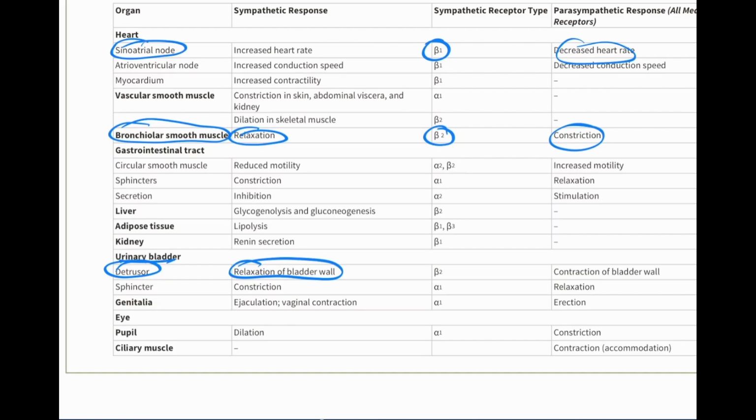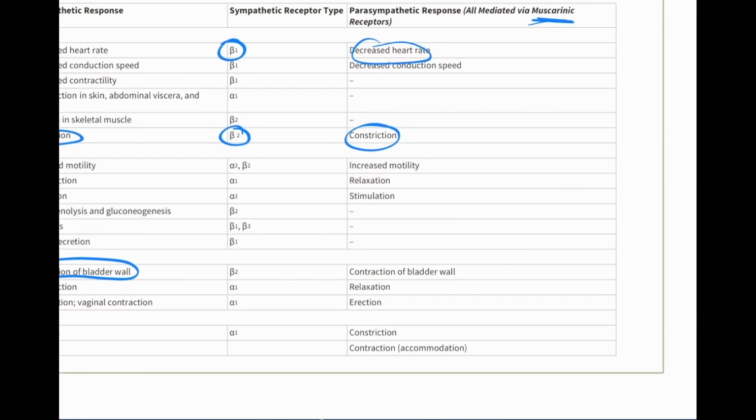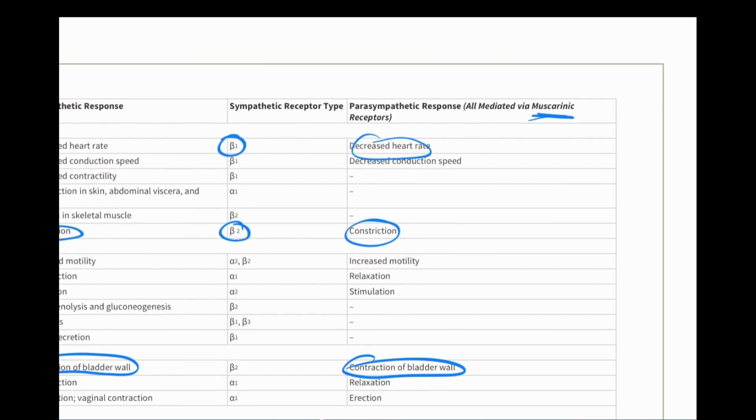If the bladder was constricting, you would go to the bathroom. But going to the bathroom is a parasympathetic response, not a sympathetic one. So if you look here, contraction of the bladder wall is a parasympathetic response. It allows you to void so you can go to the bathroom.